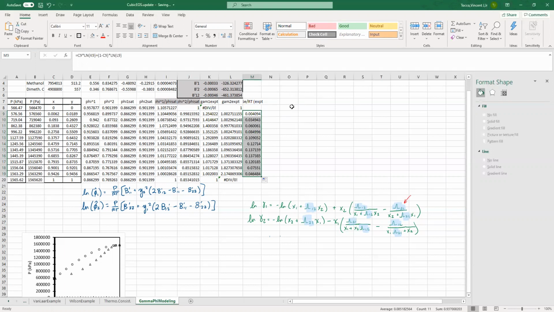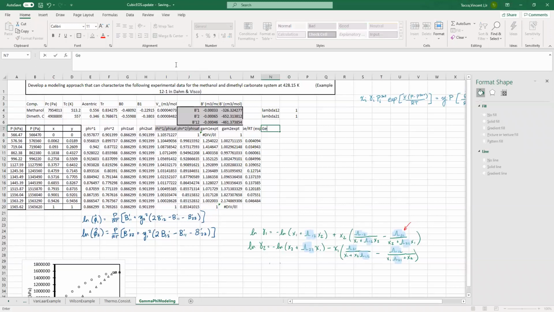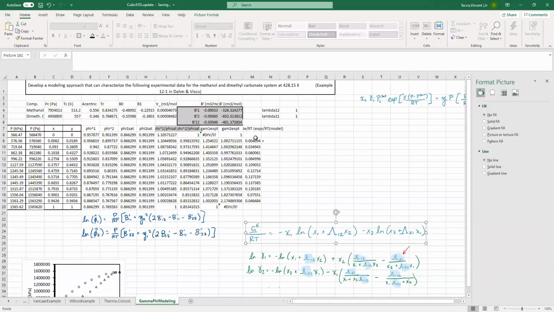And now I'm going to attempt to fit this data using the Wilson model. So for that, I need to make initial guesses for lambda 1,2 and lambda 2,1. We'll make initial guesses of 1 for both. And this will be our GE over RT for the model. And we'll base it off of, oh wait, I need that expression. One moment. There's my Wilson model.